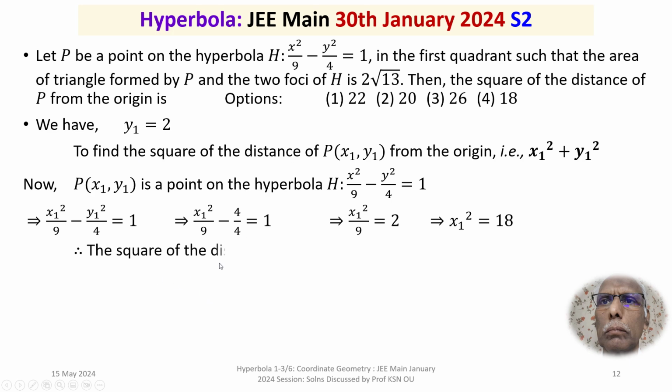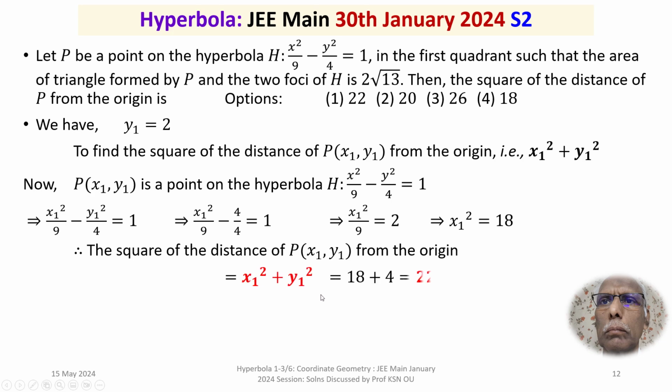So the square of the distance of the point P x1 y1, which lies on the hyperbola h, from the origin is equal to x1 square plus y1 square. x1 square is 18, y1 square is 4, that is equal to 22. So let's look at our options. Our answer 22 appears against option 1. Therefore, the answer to this question is option 1.